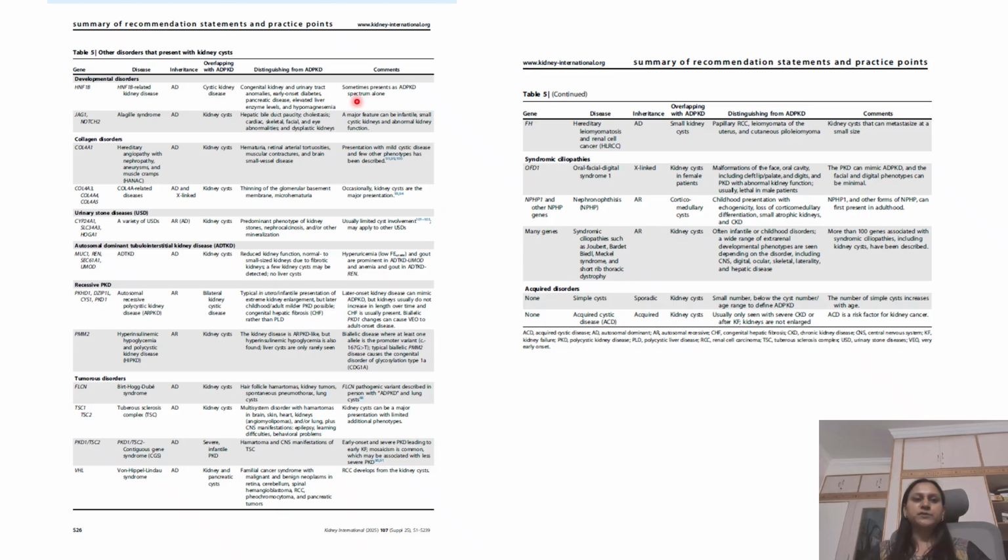The continuation of the same table: other disorders that present with kidney cysts, and the genes and the mutations involved.